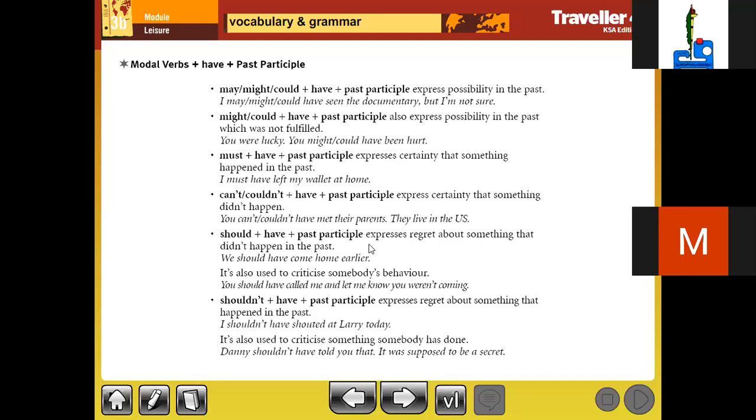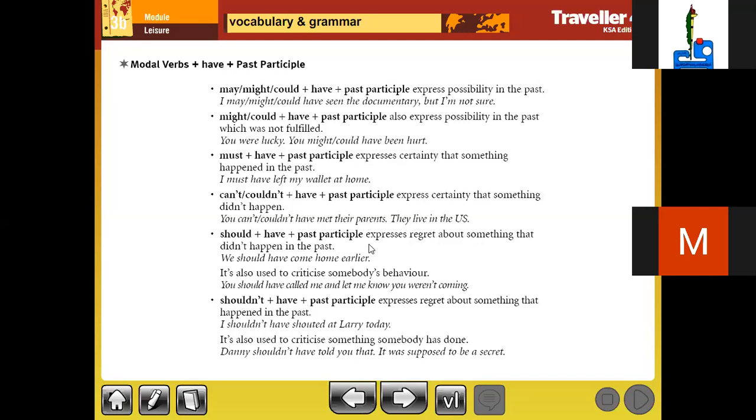Do you understand? We also use it to express criticism about an action or somebody's behavior in the past. To express criticism عشان تعبر عن نقدك لسلوك شخص في الماضي. Like when I say you shouldn't have lied to your parents. You shouldn't have lied to your parents. ما كان ينبغي إنك تكذب على والديك.